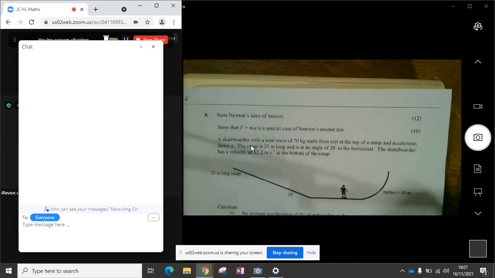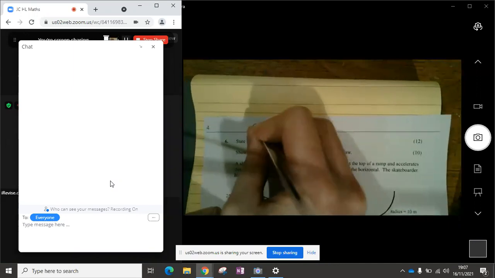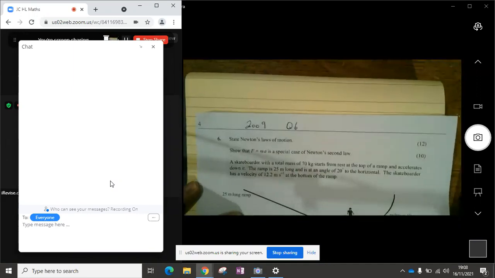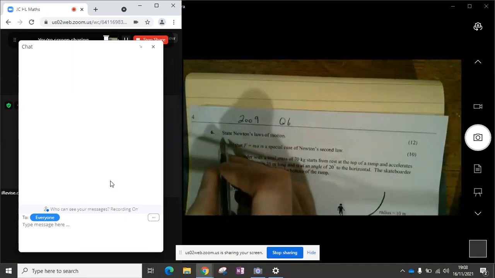Okay. So today, the first question we are going to be doing is based on centripetal acceleration, centripetal velocity, and so on. So here is the question. This was 2009, question 6. I'll write that up here just so you know for your own records. 2009, question 6. Okay.